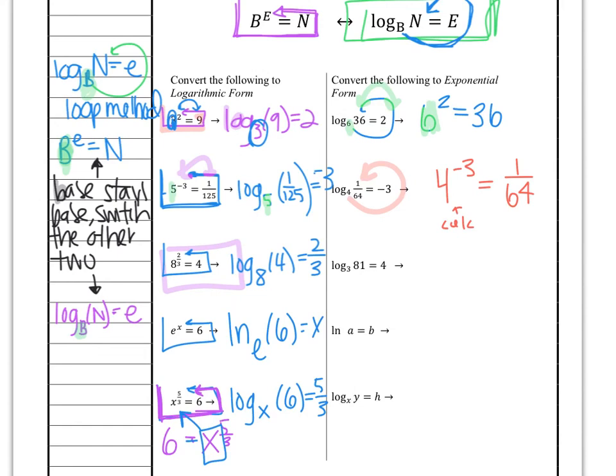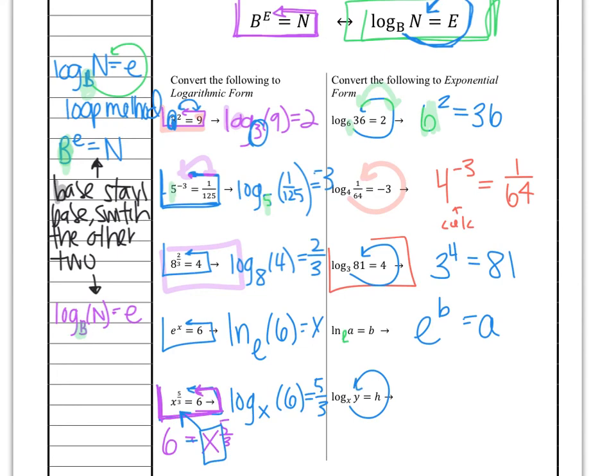Go ahead and try the third one right here that I just boxed in. You should have found 3 to the fourth equals 81. This next one, it doesn't have a base, but it is the natural log, so that means the base is an e. So base stays base tells me e, then switch the other two. E to the b equals a.